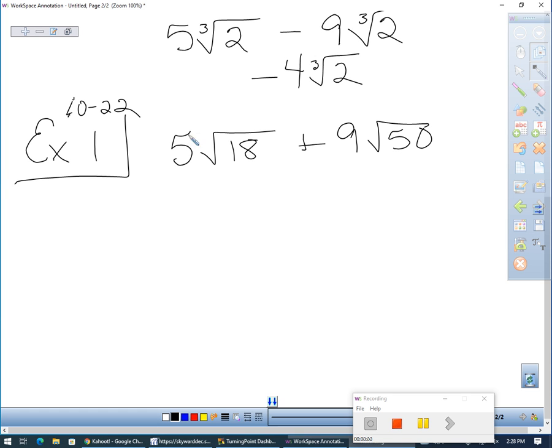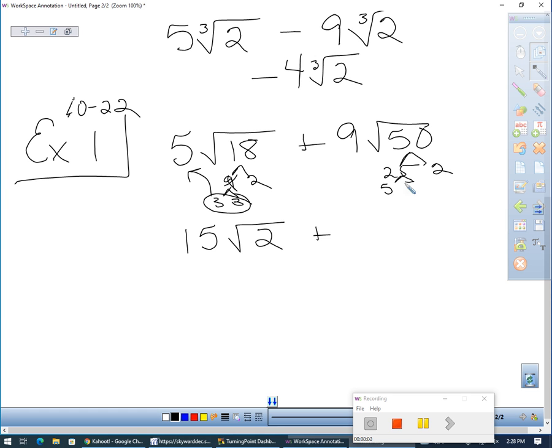So we're going to start with the first term. 18 we can break down into 9 times 2. And 9 breaks down into 3 and 3, which means we have a group of 3s that get to come out. And when it comes out, we multiply with the 5. So our first term becomes 15 square root 2 plus 50. We can break 50 down into 25 times 2. 25 is 5 times 5. So I have a group of 5s that get to come out. 9 times 5 is 45, and I have a square root of 2.